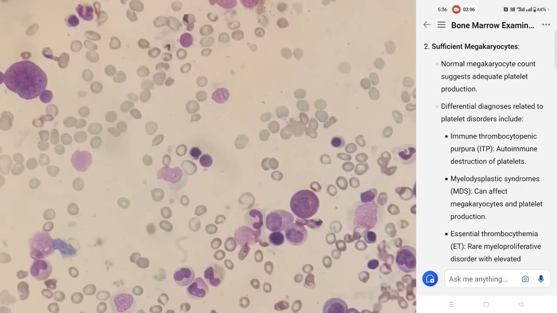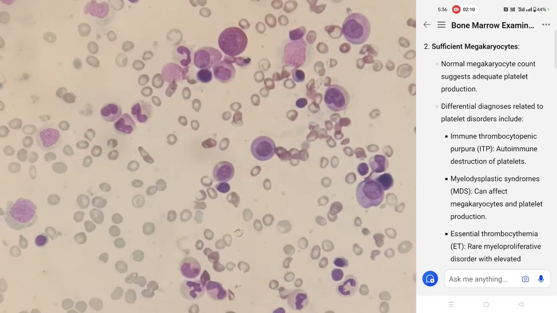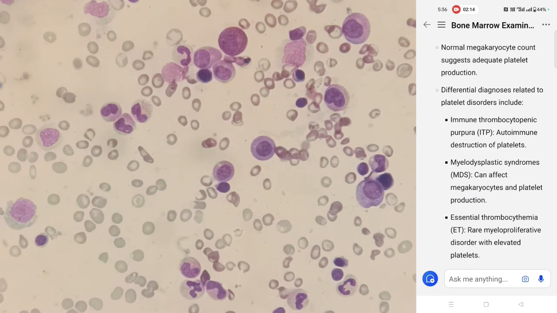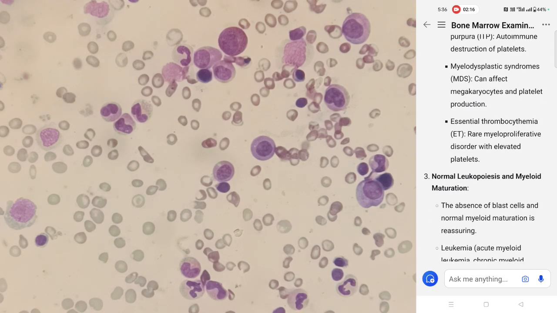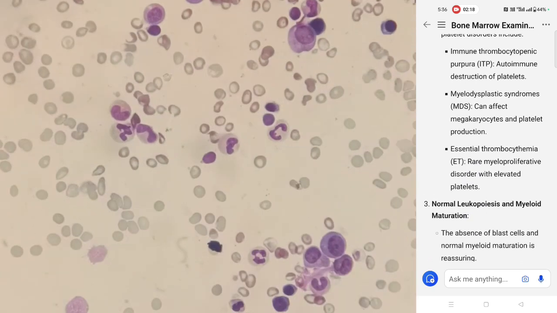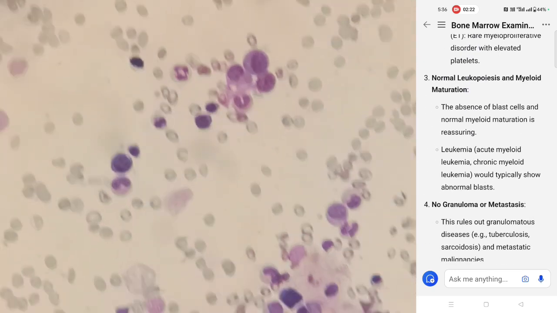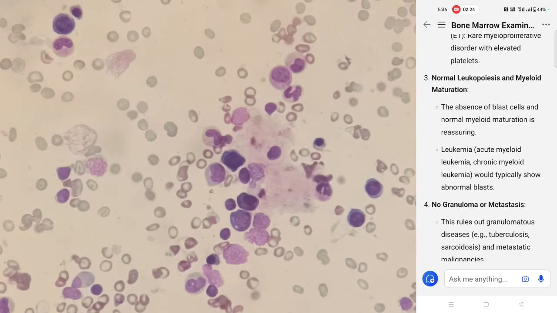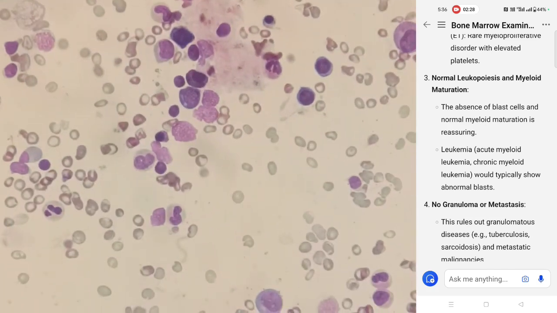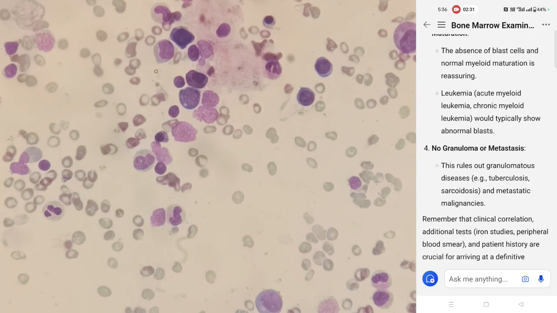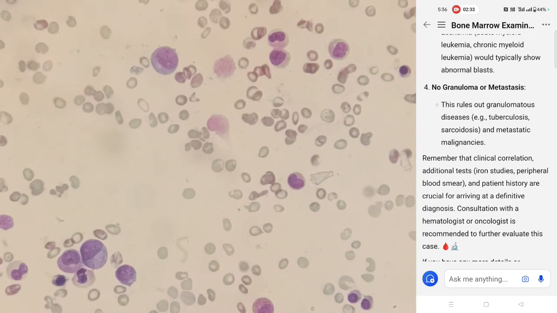Sufficient megakaryocytes, which I saw in the bone marrow, led to this particular differential diagnosis by the Copilot, that is ITP, MDS, essential thrombocythemia. Then I told it that leukopoiesis and myeloid maturation are normal. Absence of blast cells with normal myeloid maturation is reassuring, it said. Leukemia, acute myeloid or chronic, would typically show abnormal blasts. That's what it said.